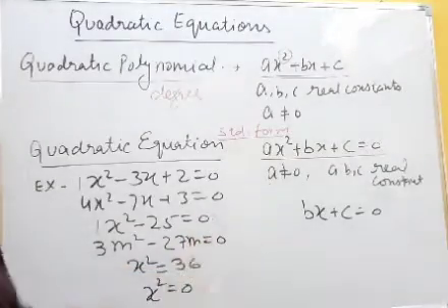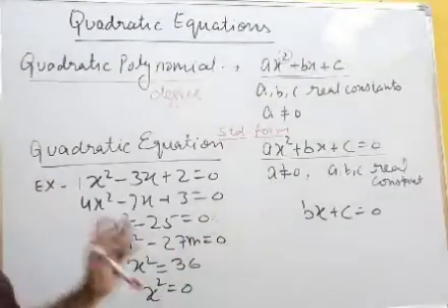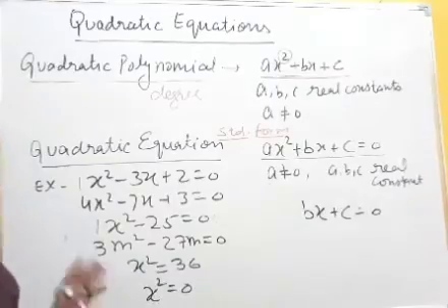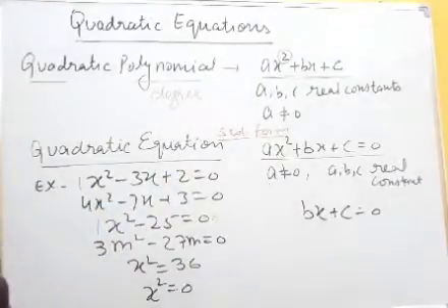If c becomes 0, no problem. If b becomes 0, no problem. The ax square term should be maintained. a should not be equal to 0 and the degree of 2 only should be maintained.